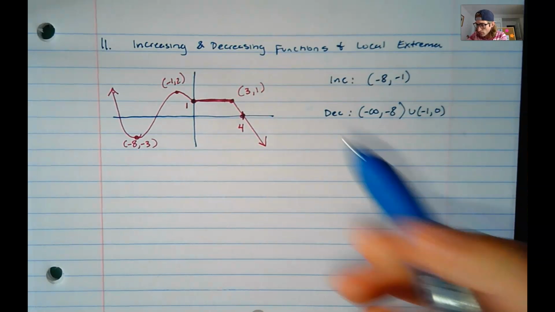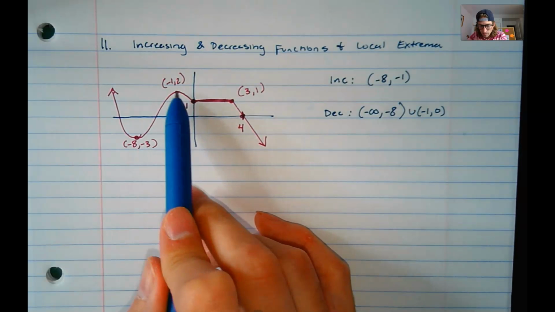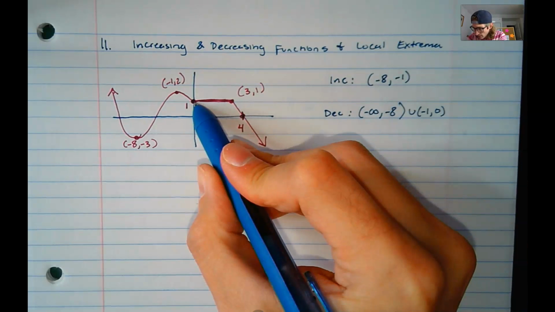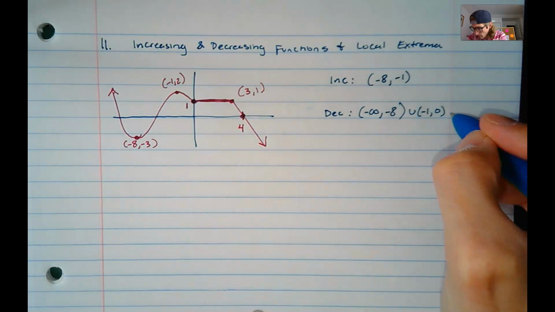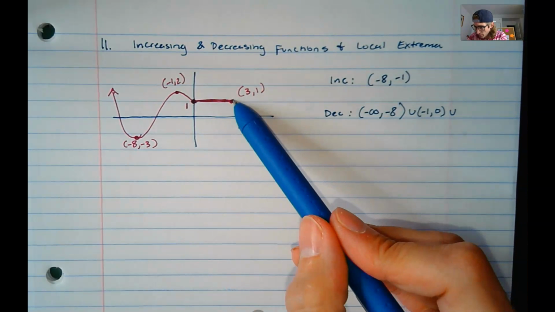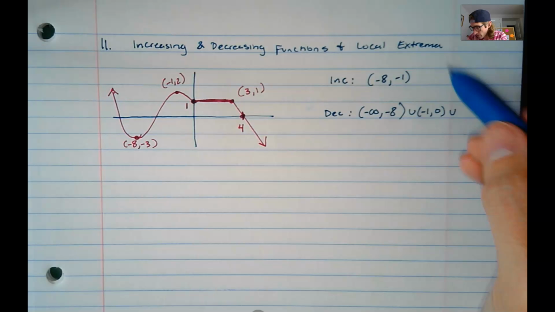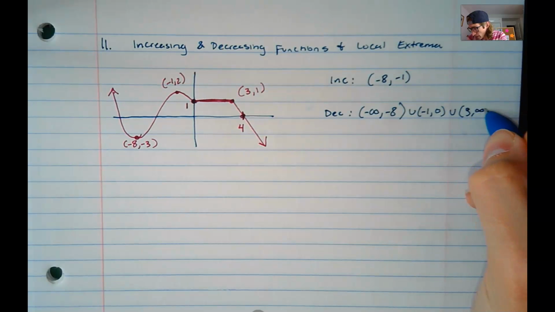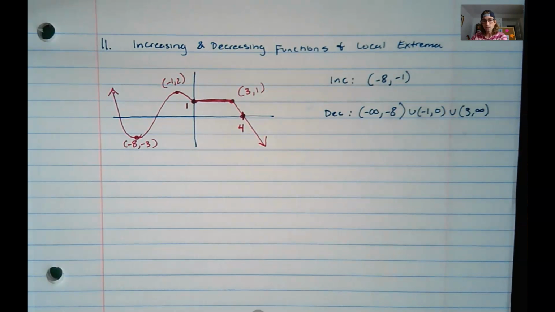-1 to 0. It's decreasing from there, that small part right there. Finally, this is constant, so that's not increasing or decreasing. And our final part is from 3 down. This arrow signifies forever. 3 to infinity. That is our decreasing interval. So it's 3 parts that we had to put together.